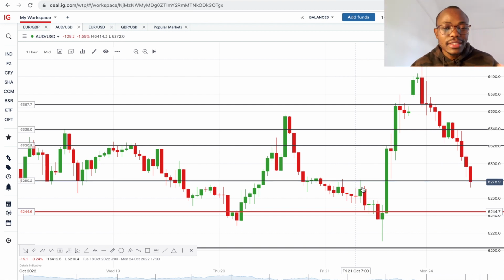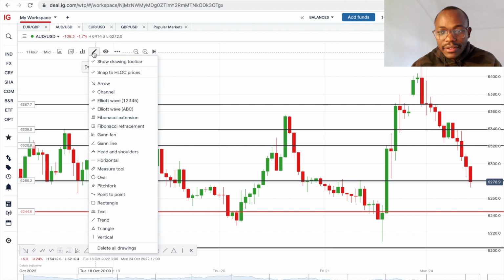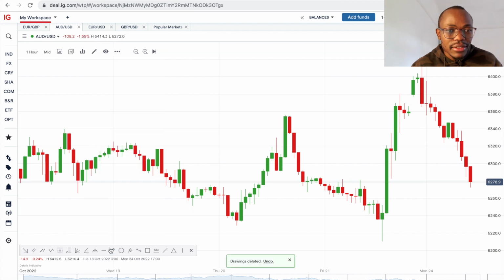The buyers and the sellers are always fighting, and you always want to determine where this fight is going to stop and where the other team is going to win. So it's very simple. If you look at my chart right now, you see that I have lots of drawings here. But let me just delete all the drawings and then get back.